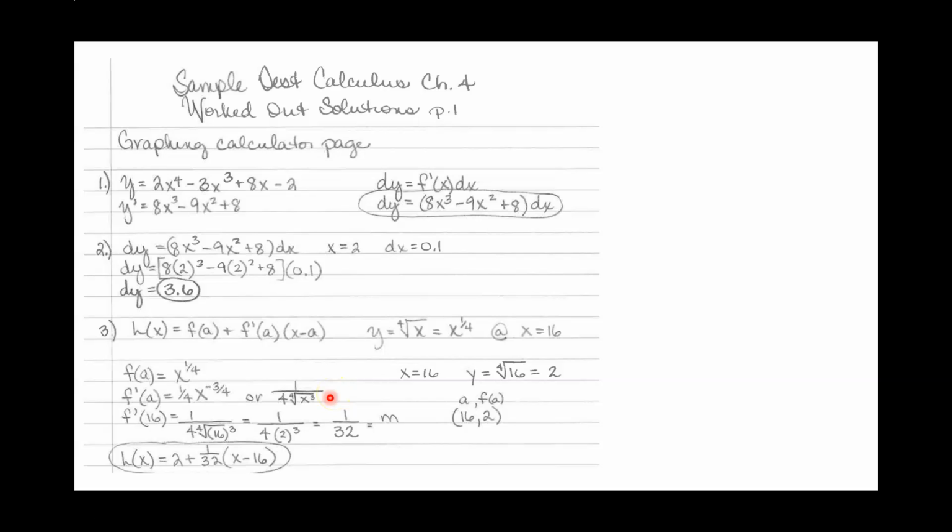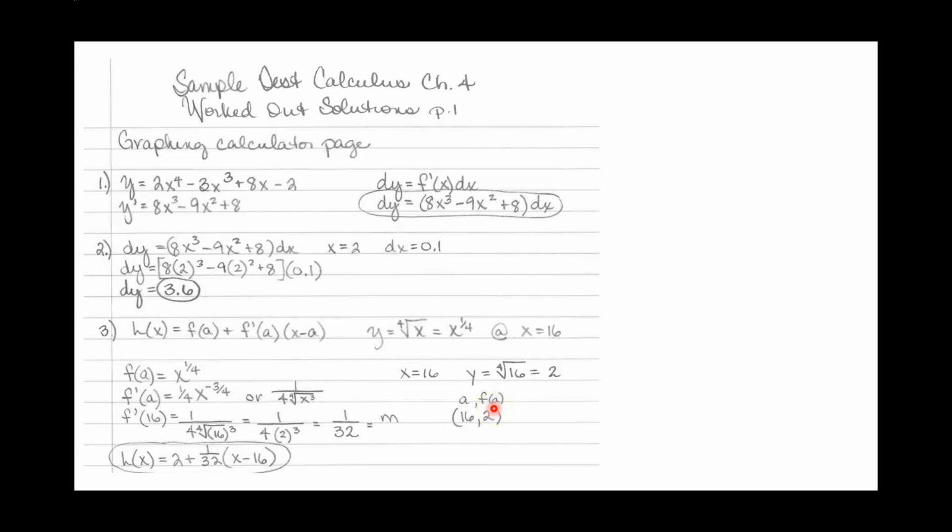All right, so I know that my a value is 16. So when x is equal to 16, to find y, I'm just going to plug 16 into the equation. So that would be the 4th root of 16. So y is the 4th root of 16, or 2. So there's my ordered pair 16, 2. That's going to be a, f of a.